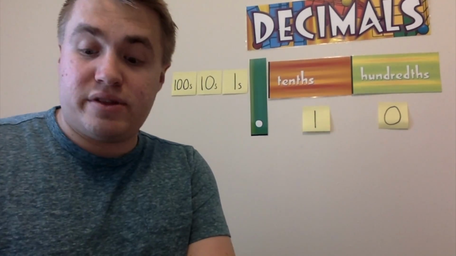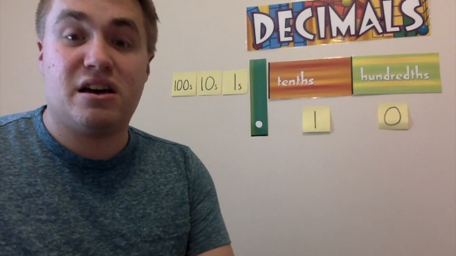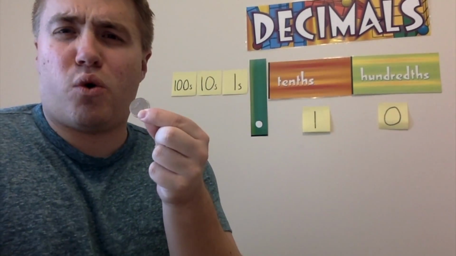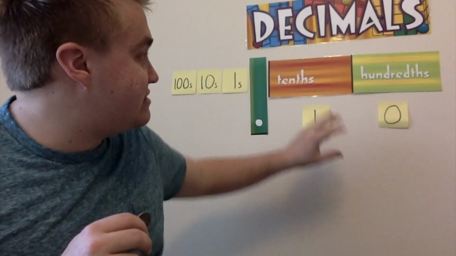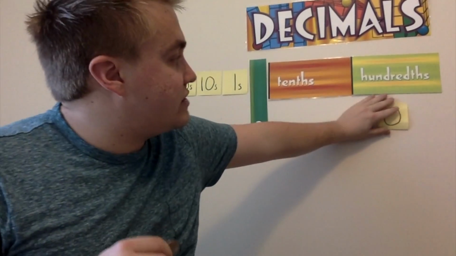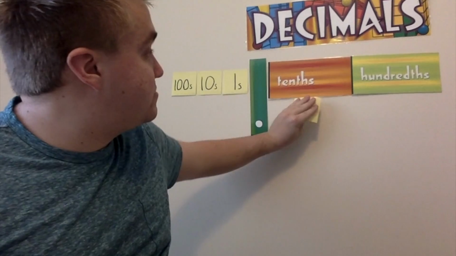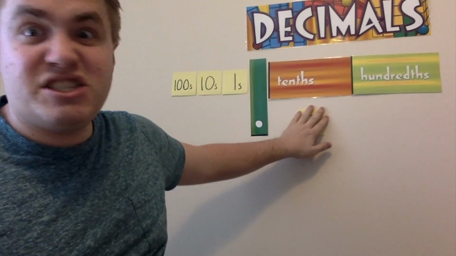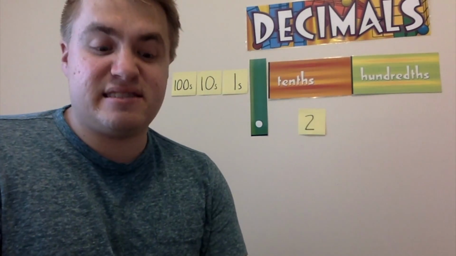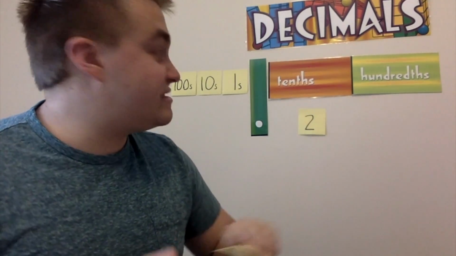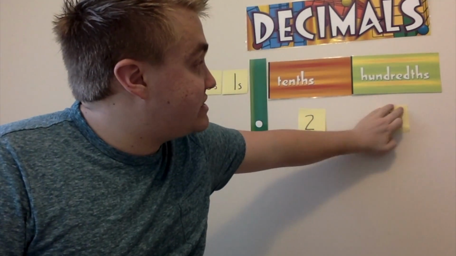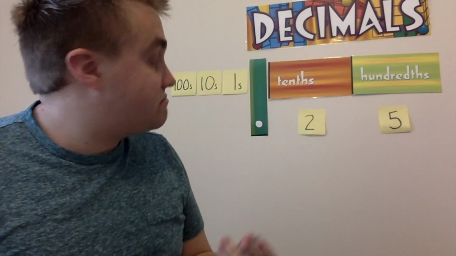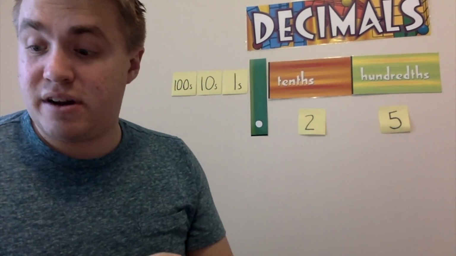And my last coin that I'm going to show you here is my quarter, right? And I know that a quarter is 25 cents. So I'm going to need 2 groups of tenths to get my 20 out of my 25 cents here. And I need 5 hundredths yet to make my 25 cents. That's my quarter, all right?